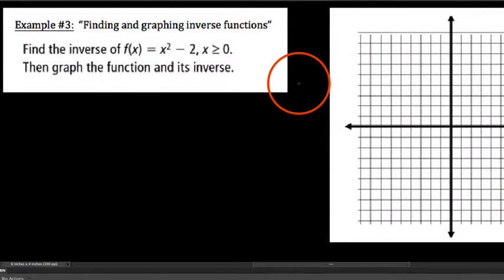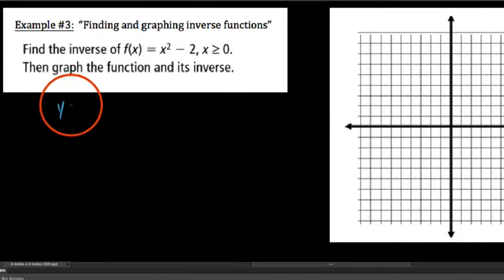Okay, YouTube, in this video we're going to continue to look at inverse functions and their graphs. So let's consider this example here. It says find the inverse of the function f of x equals x squared minus 2, where x is some positive number, and then graph the function and its inverse. So let's go ahead and start with finding the inverse.